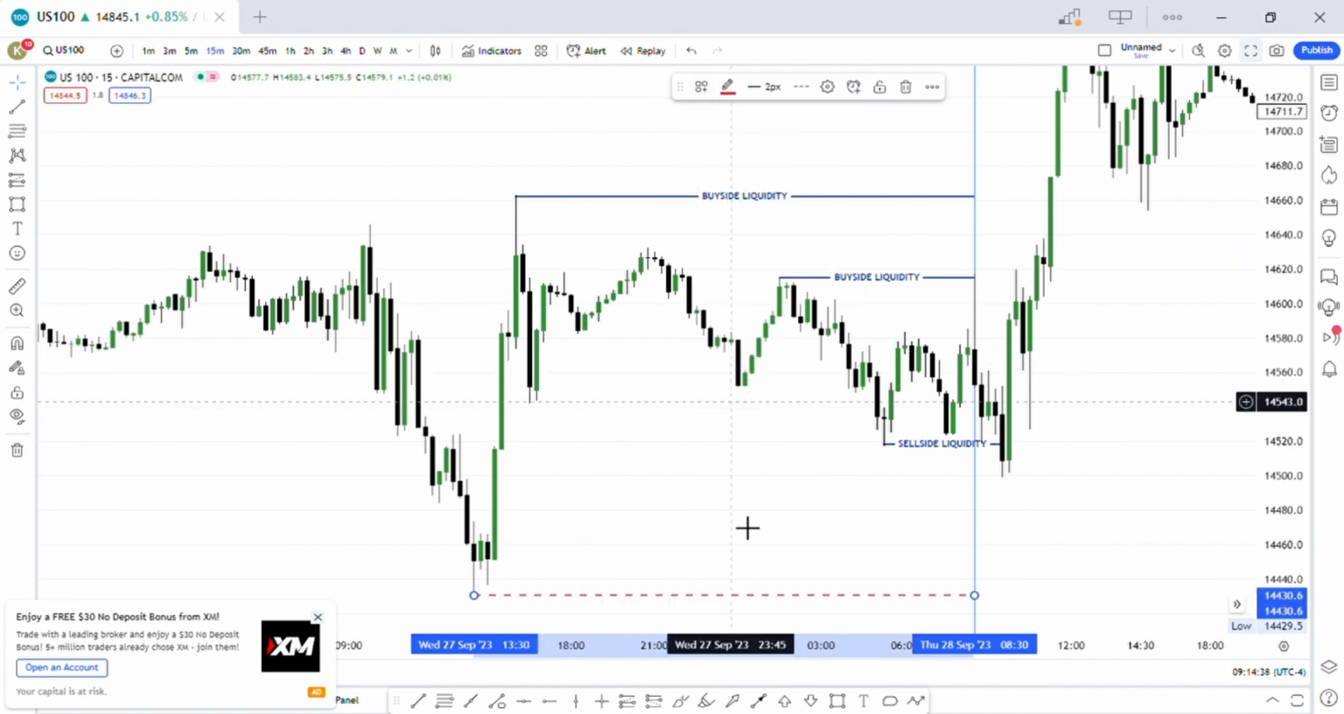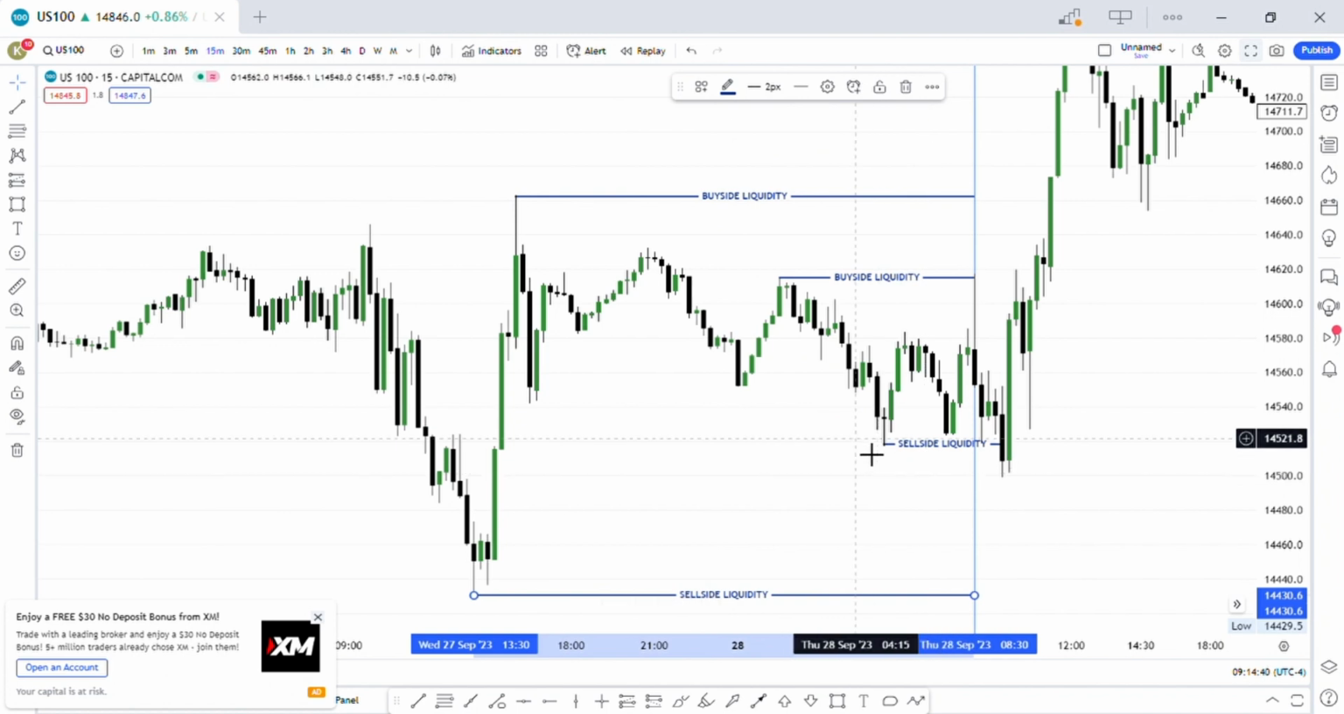So now we have this. The gist of this strategy is before 8:30, you identify the sell side liquidity and the buy side liquidity. Whichever liquidity is swept first, you look for a trade in the opposite direction. But let's take a deep dive into that and see what we can find.